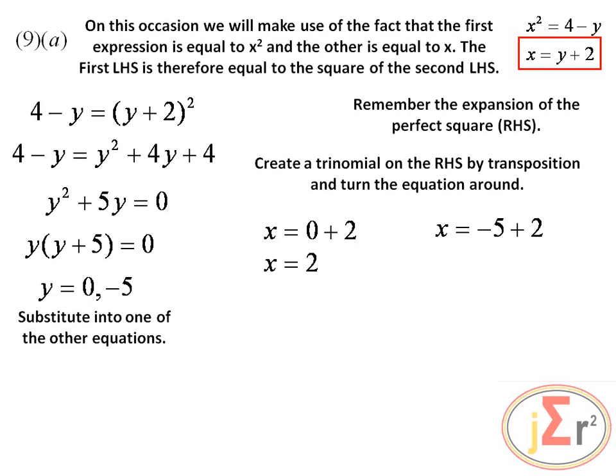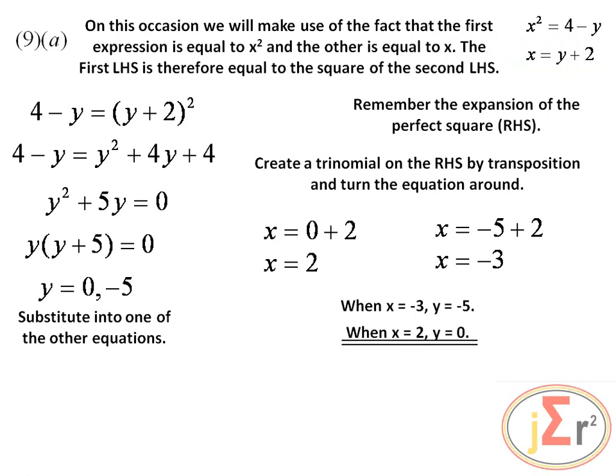And on the other hand, we have a negative 5. x is equal to negative 5 plus 2, x is equal to negative 3. We have the same thing. When x is equal to negative 3, y is equal to negative 5. And when x is equal to 2, y is equal to 0.